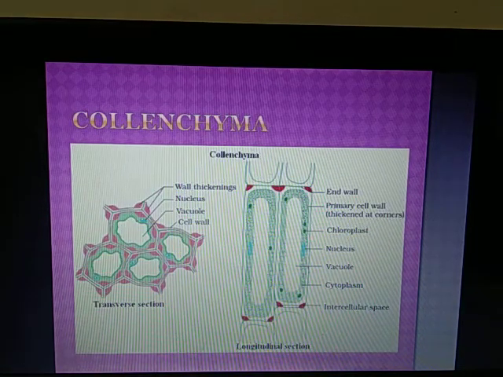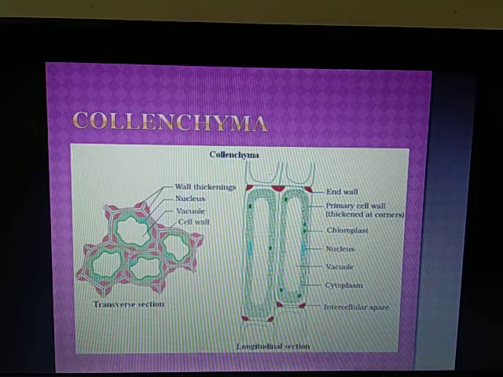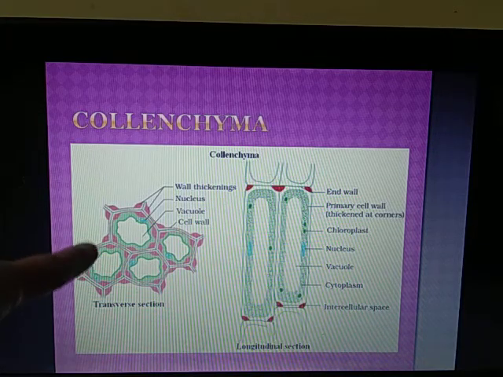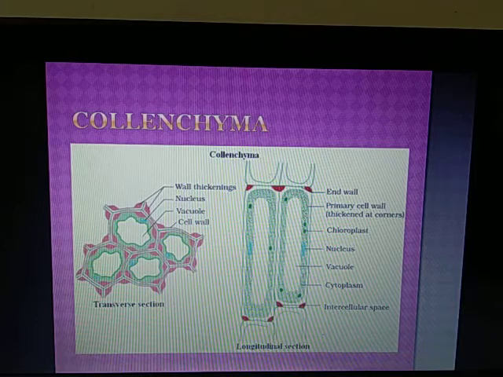Next we have the collenchyma. Collenchyma cells are living cells. Their shape may be oval, circular or polygonal, and they have thin walls with thickened corners, as you can see the thickening present over here. That thickening is due to cellulose and pectin deposition at the corner.